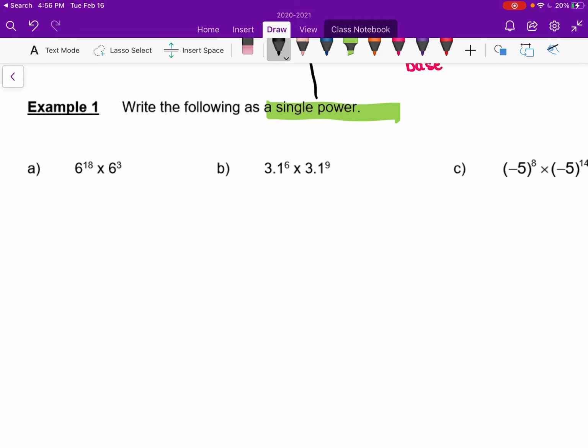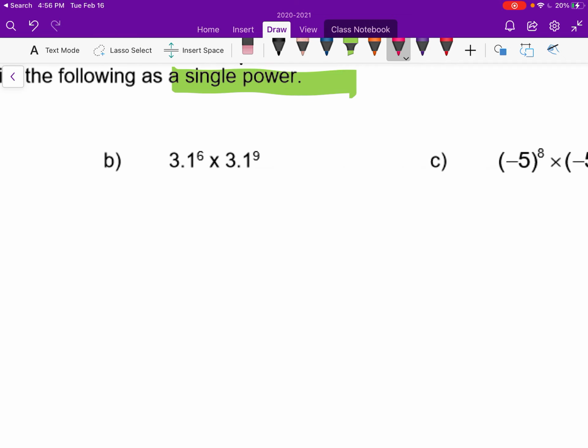So here, if I'm asking for the single power, I'm just going to say, okay, 6 to the power of 18 multiplied by 6 to the power of 3. So I'm going to do 6 to the power of 18 plus 3 because they both have the same base. So I can just add the exponents together. 6 to the power of 21. And I'm not actually going to plug into my calculator what 6 to the power of 21 is. I'm just going to leave it as that.